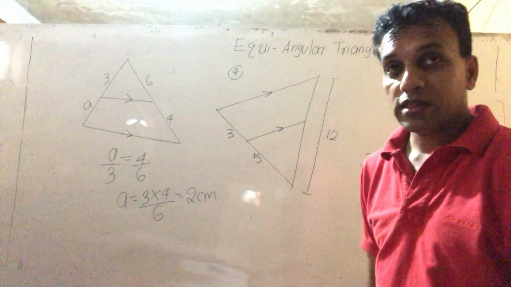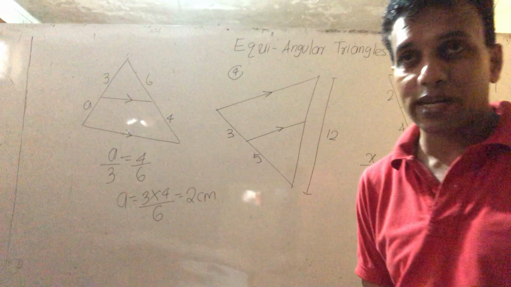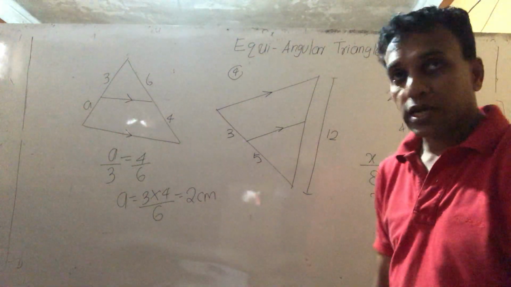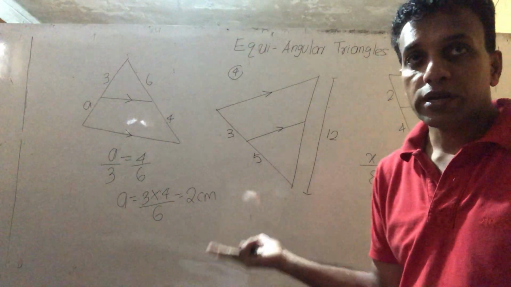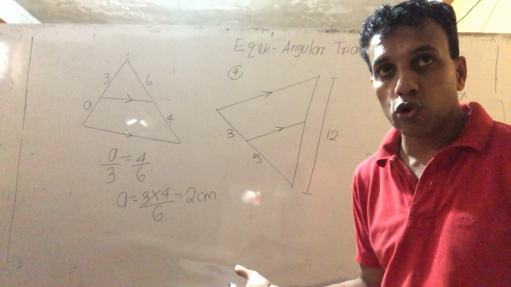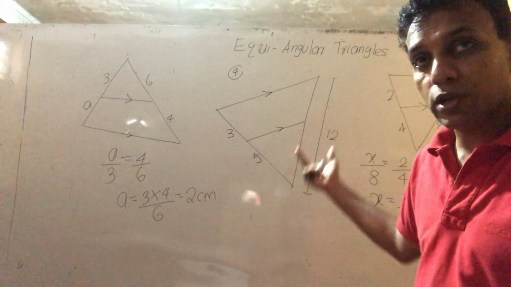You can't say 6, 6. That is a different theorem, the midpoint theorem. That applies only when there is a midpoint. So in this case, how do we find this value or this value? Neither is known. You just don't know the values.